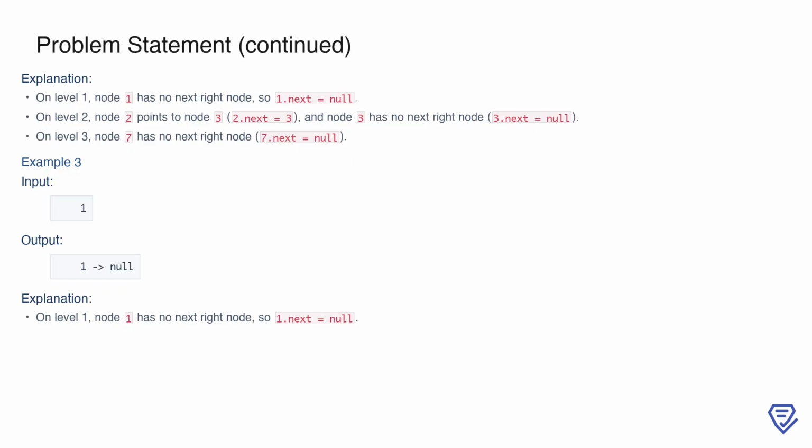In the simplest case, if the tree contains only the root node, for example, a single node 1, its next pointer remains null because there are no other nodes in the tree to connect to. This illustrates how the next pointers are determined at each level based on the given structure of the tree.